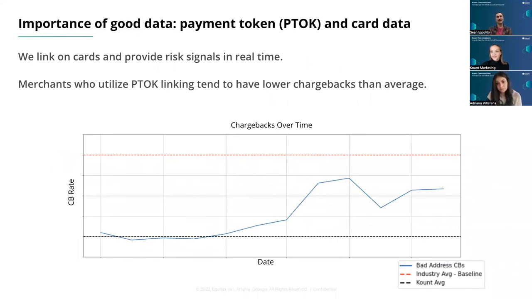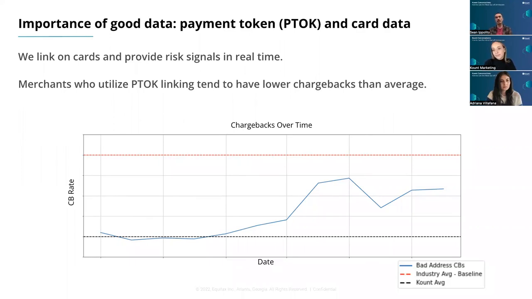Great, thanks. Here's another good example of trying to utilize the data as best as we can. In this case it is payment token linking and card data. We do link on cards and provide risk signals in real time. What we have here is a similar case to before. We have the industry average baseline of the chargeback rate, and then we have Kount's average baseline chargeback rate.